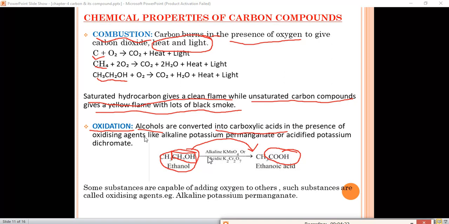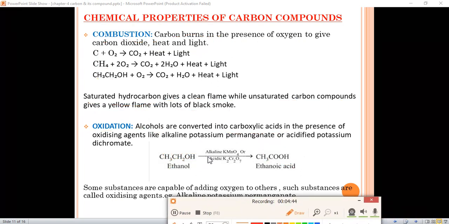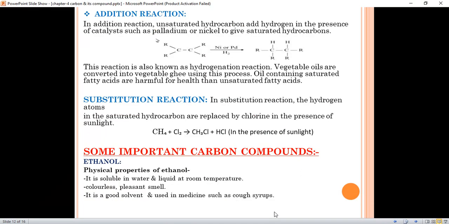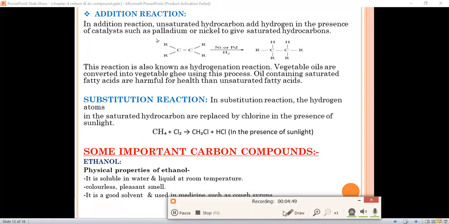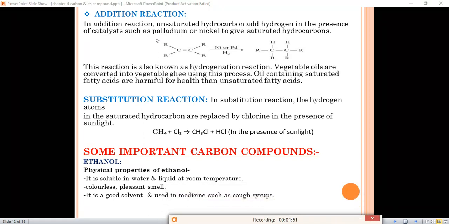Now we will see what oxidizing agents are. Some substances which are capable of adding oxygen to others are called oxidizing agents. It means oxidizing agents add oxygen to other substances, like this alkaline KMnO4, it adds oxygen to ethanol and it is converting it into ethanoic acid. Example, alkaline potassium permanganate. Our next reaction is addition reaction. In addition reaction, addition of hydrogen takes place across the double bond or the triple bond.